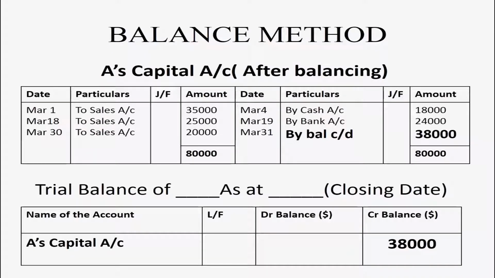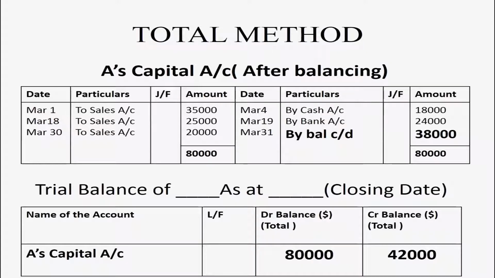In this case, as we have already discussed an example of Abhishek account in our previous video, sales account has been debited with 80,000, and on the credit side you will find cash account and bank account as 18,000 and 24,000 respectively. And there is a balance of 38,000 on the credit side. Now, in the balance method, we will mention Abhishek account in the trial balance on the credit side, that is $38,000.